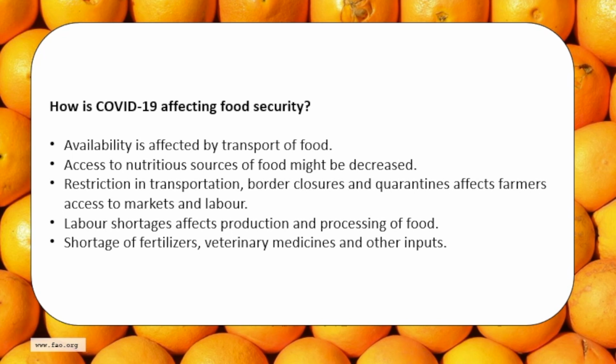Labor shortages affect production and processing of food, especially for labor-intensive farms like agriculture and fisheries in developing countries. Shortage of fertilizers, veterinary medicines, and other inputs can affect agricultural production. Higher hygiene standards can slow down production, and challenges might lead to increased food loss and waste.